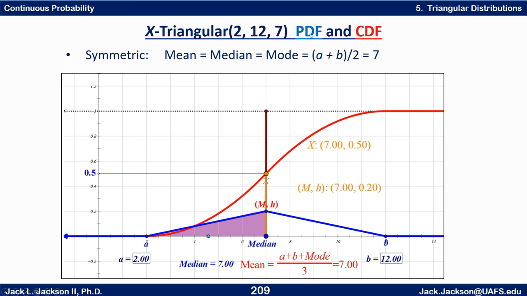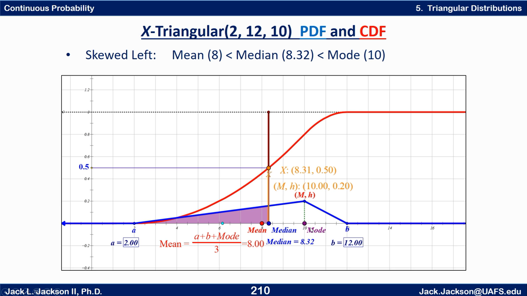Now, that was with the mode exactly halfway between the A and the B. What if it's actually a little further to the right, let's say? So let's put the mode over here, say at 10. I'm still going from 2 to 12, but I'm putting the mode closer to this end. So the mode is over here.